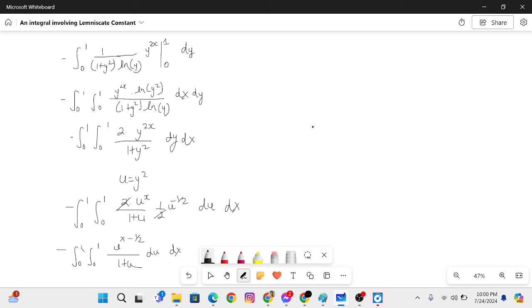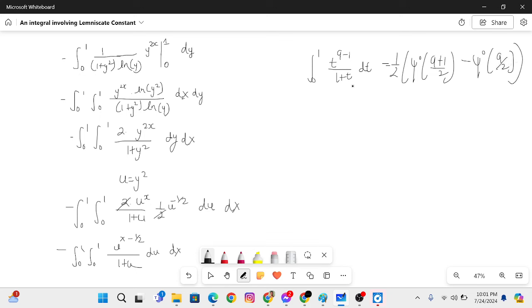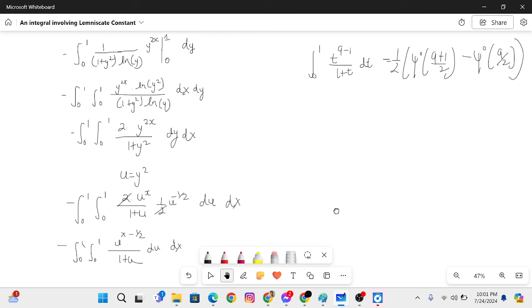I guess you probably know that the integral from 0 to 1 of t to the power q minus 1 by 1 plus t can be done by expressing it in geometric form and then integrating. From that we get this to be equal to 1 by 2 times digamma of q plus 1 by 2 minus digamma of q by 2. We get this result by converting the geometric series 1 by 1 plus t into a sum, and then integrating after the sum, and if you go on like that you will get this expression. So we'll use this over here also.